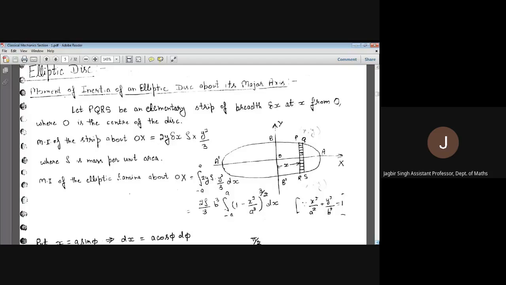So the second article will be used. First of all, the moment of inertia of the strip is to be obtained. If X, Y are the coordinates of PQ, then the length of PR is 2Y. Delta X is its breadth, rho is the mass per unit area, and then according to that article, its moment of inertia will be mass into Y square by 3. The moment of inertia of the whole lamina will be the integration from minus A to A. It is obtained and the integration is solved.